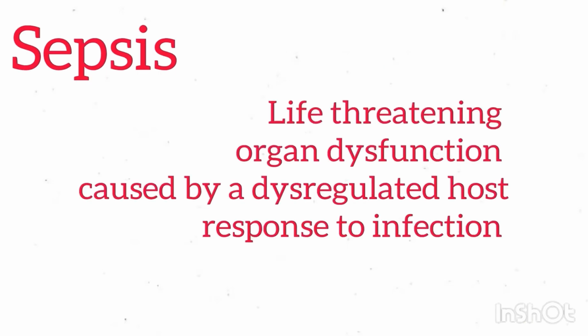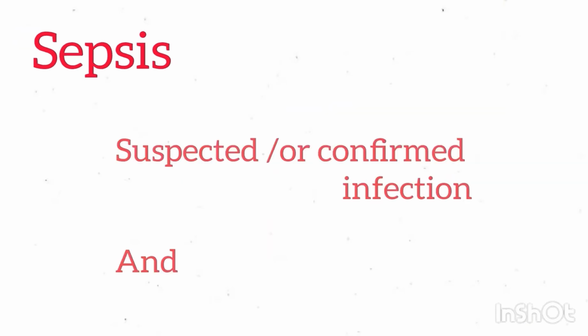So what is sepsis? Sepsis is defined as a life-threatening organ dysfunction caused by a dysregulated host response to infection. So organ dysfunction should be there for a patient to have sepsis. In clinical terms, it means suspected or confirmed infection and an acute increase in SOFA score by 2 or more points. So now what is septic shock?